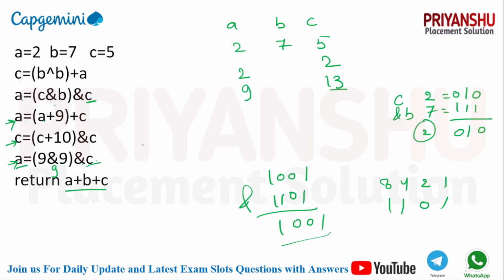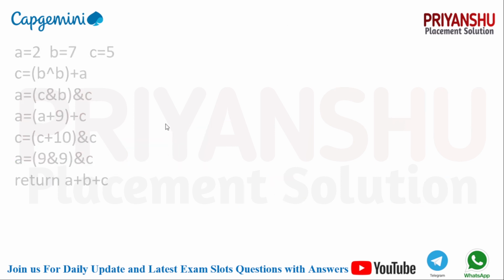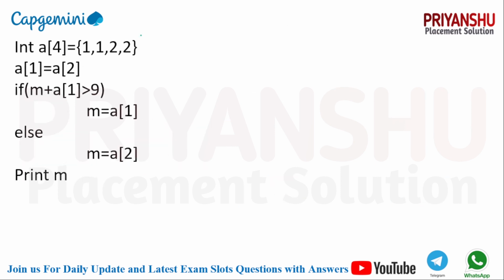Clear? Now a plus b plus c means 9 plus 7 plus 13. Clear? This is your answer. Let's move to the next. Yes, an m based question is there, guys.